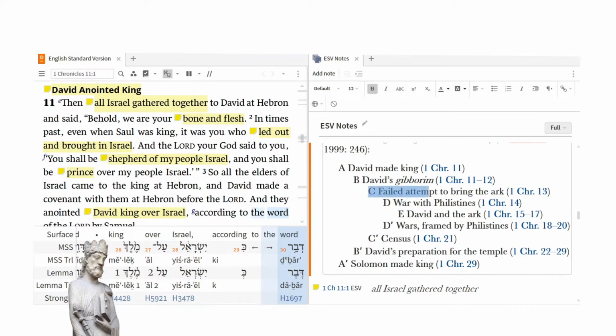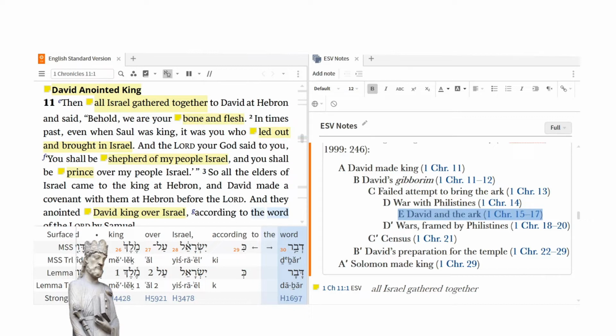So in C, we have the failed attempt to bring the ark in chapter 13. And in C prime, we have the failed census in chapter 21. And these are two, we're going to find, liturgical or theological failings of David, and that they mirror each other fits very nicely. D, we have war with the Philistines in chapter 14. D prime, we have more wars, also the Philistines, involved in chapters 18 and 20. And that puts at the center of First Chronicles David and the ark in chapters 15 through 17.